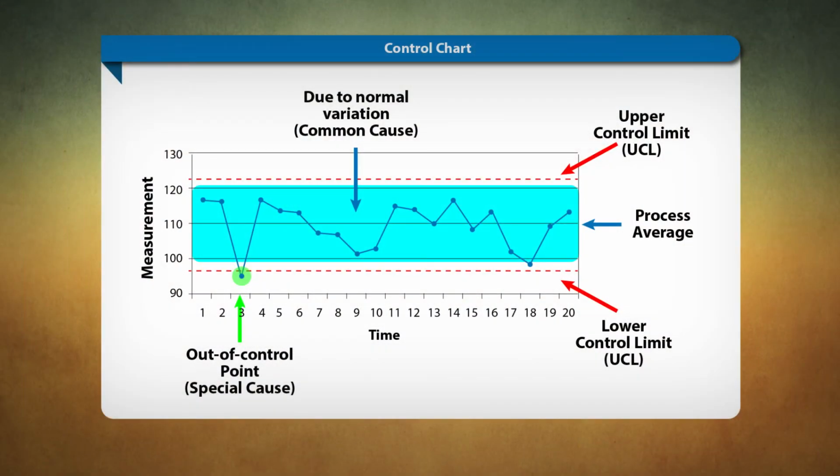Let us review an example of control chart as shown in this slide. Based on the chart, almost all data were inside the upper and lower control limit except for data number 3, where it fell below the lower control limit. This process is said to be out of control due to this point number 3, which is due to a special cause and needs immediate attention to identify the root cause.